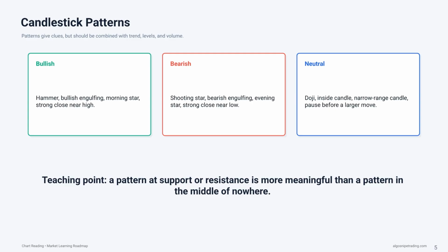A neutral pattern shows pause or indecision. Examples include a doji, inside candle, or narrow range candle. These patterns often happen before a larger move, but traders should wait for confirmation. Teaching point: a candlestick pattern at support or resistance is more meaningful than a pattern in the middle of nowhere. The location of the pattern is just as important as the pattern itself.